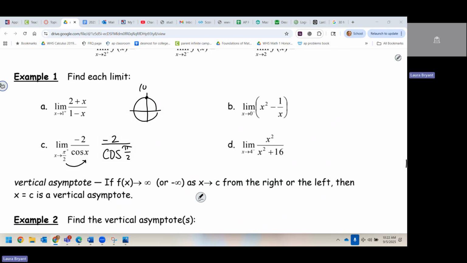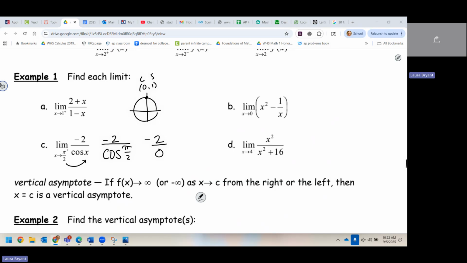Pi over 2 is here. That ordered pair is (0, 1), and it goes cosine, sine. So the cosine value of pi over 2 is 0. That means I'm getting -2 over 0, which means I need to do my strategy. My answer will be either positive or negative infinity. I just have to figure out which.